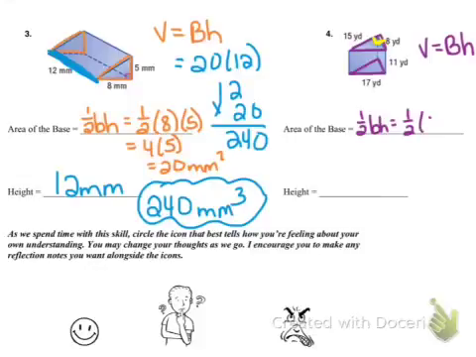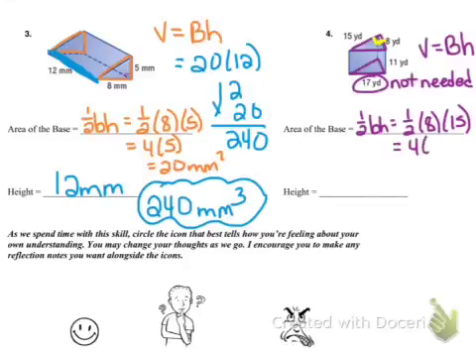So we're going to have 1/2 8 times 15. Okay, this 17 is not needed. Okay, that is not a base or a height. With a triangle, your base and height must form a right angle. Okay, half of 8 is 4. And then we have 4 times 15. And that is 60. So the area of our base is 60 square yards.